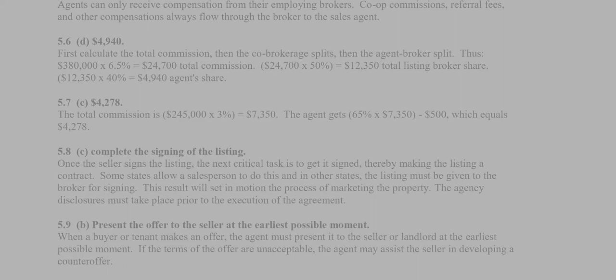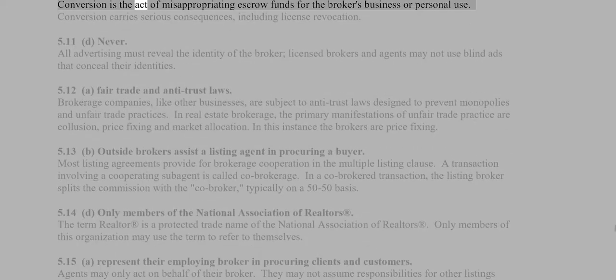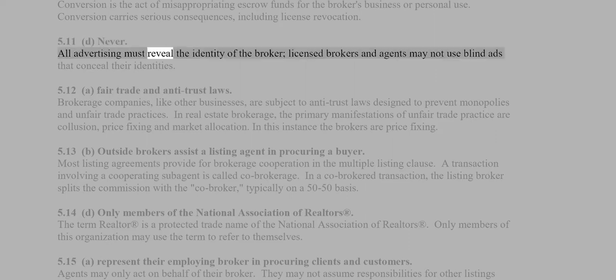5.10 c. The broker has illegally converted security funds for business use. Conversion is the act of misappropriating escrow funds for the broker's business or personal use. Conversion carries serious consequences, including license revocation. 5.11 d. Never. All advertising must reveal the identity of the broker. Licensed brokers and agents may not use blind ads that conceal their identities.